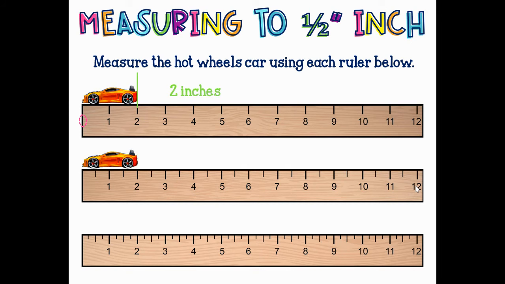Even if I use this next ruler down below, again, it's lined up with 0. I can draw that line. It's still going to line up with the whole number 2. Same thing with my third ruler. Even though I'm adding more tick marks on each of these rulers as I go, it's still lining up with the whole number 2, so my answer is going to be 2 inches every single time, no matter what ruler I'm using.